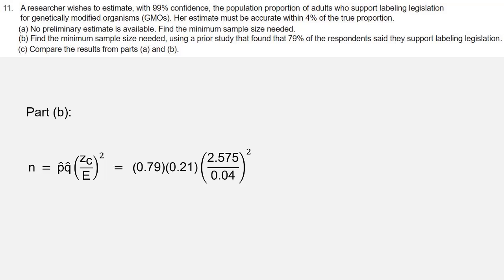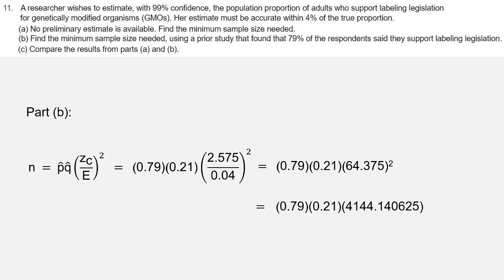When we simplify the fraction, we end up with 0.79 times 0.21 times 64.375 squared. When we square 64.375, we end up with 4144.140625 multiplied by 0.79 and 0.21. That gives us 687.5129297. We go to the next highest whole number, which gives us a minimum sample size of 688.